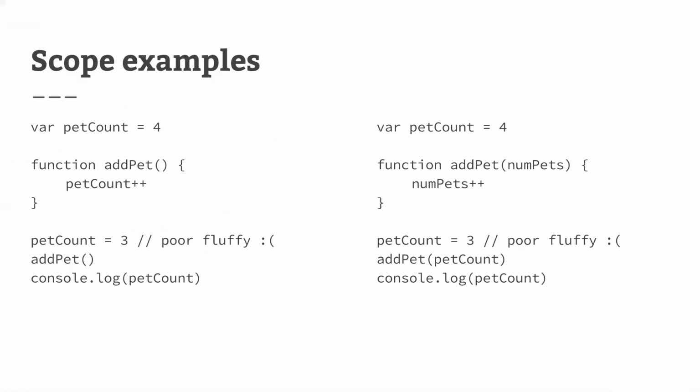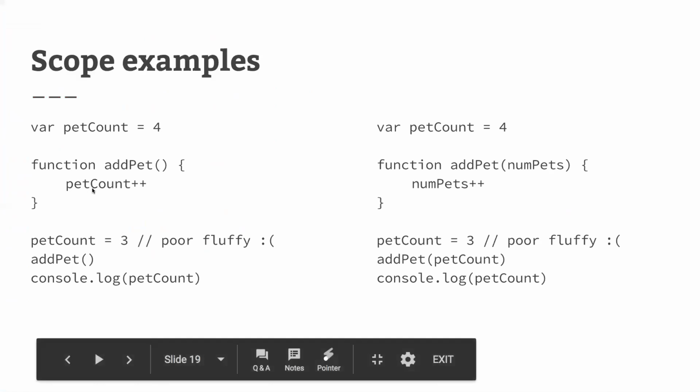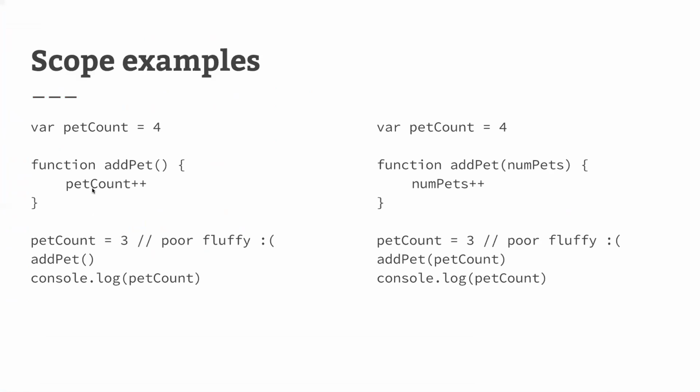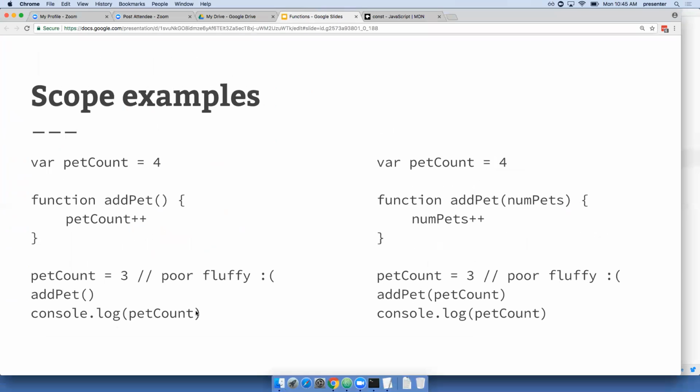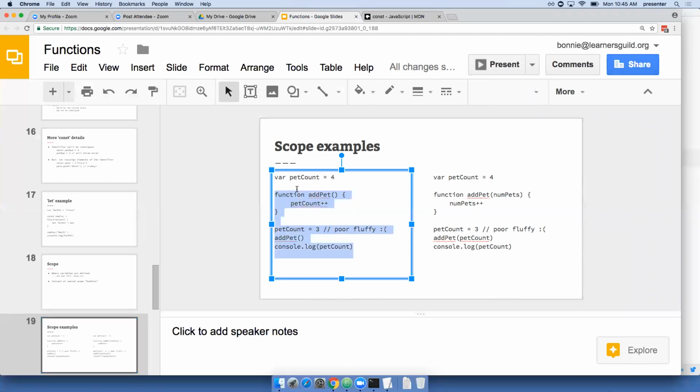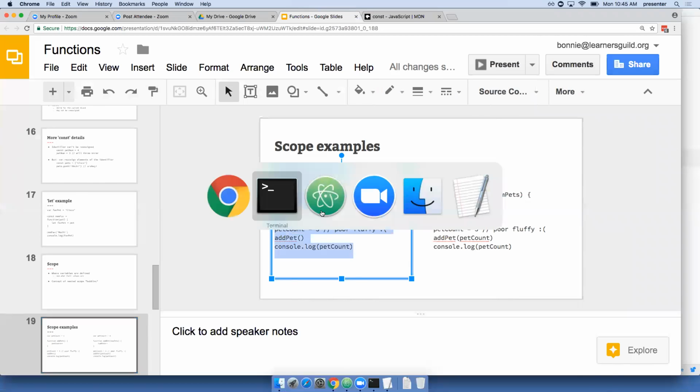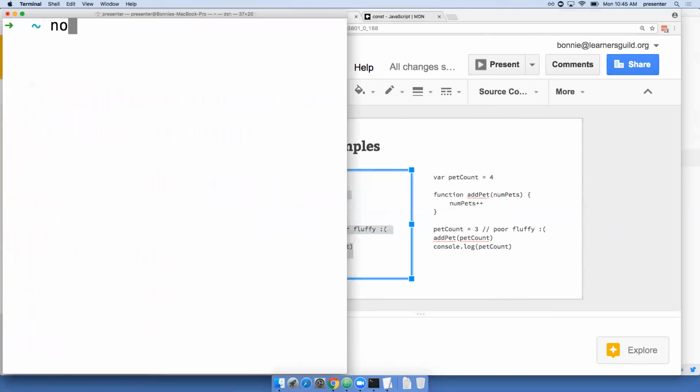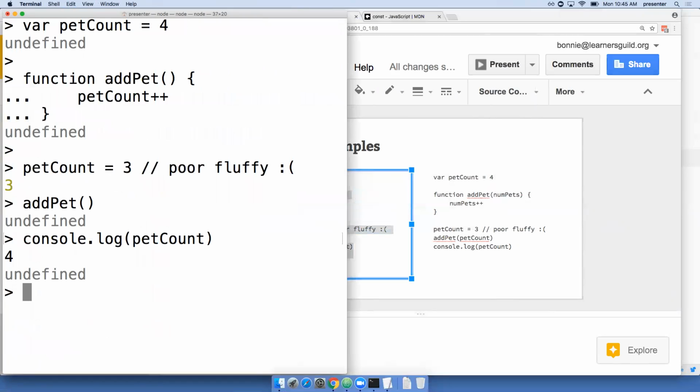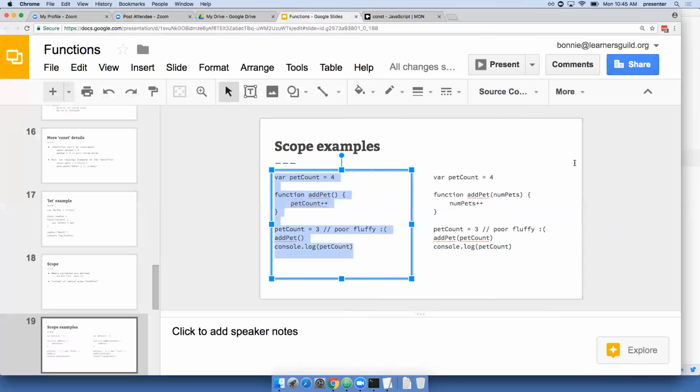4. I'm going to get 4 because here I am changing the global variable, which is something that I said don't do because it gets confusing. But that's what's happening here. Console log, we're going to get 4.